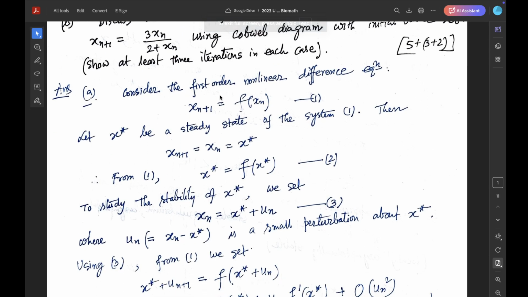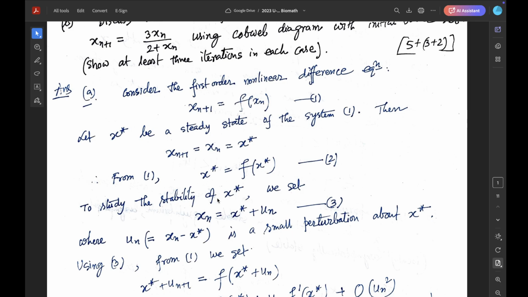Consider the first order nonlinear difference equation x_{n+1} = f(x_n). Let x star be a steady state of the system 1. Then x_{n+1} = x_n = x star. From 1, x star = f(x star), because x_{n+1} = x star and x_n = x star. If x star is a steady state, then x star = f(x star).